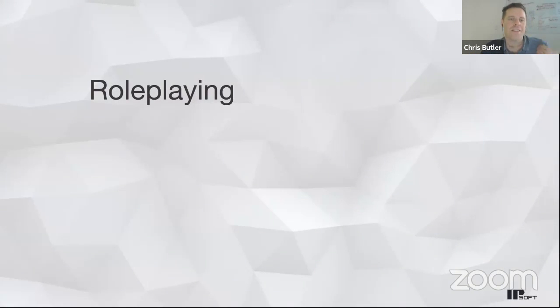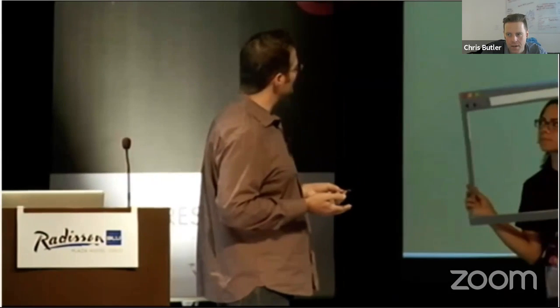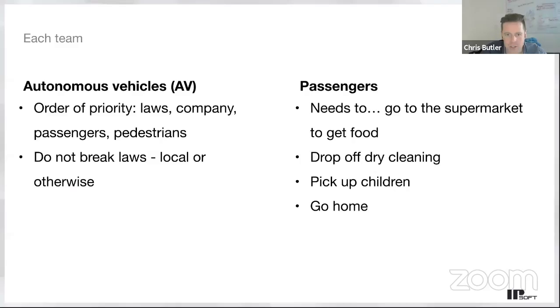And the final one that I really love for prototyping is this idea of role play. I'm not sure if you can see it, but essentially you have a human being play both the autonomous system and the actual human that would be involved. You give each group or each person some rules they need to follow. This is role play of autonomous vehicles, so the autonomous vehicles need to follow rules and the passengers have things to do.